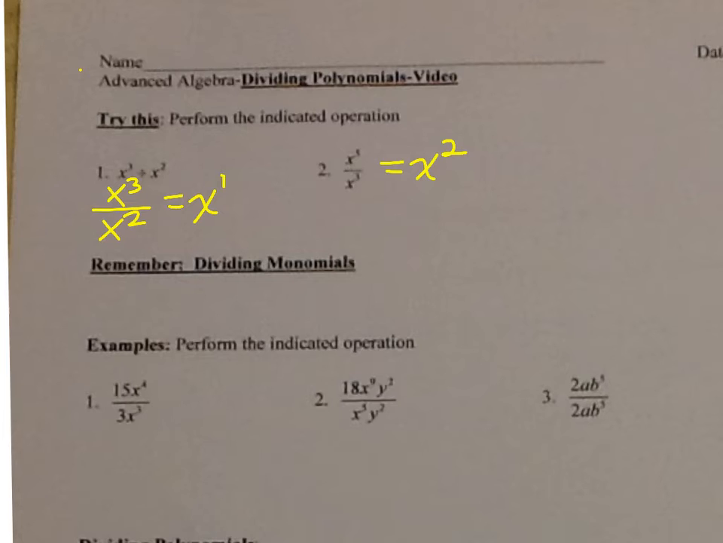So when we divide monomials, you either divide or reduce coefficients. And then if you have the same variable, which is also called a base, you subtract exponents.